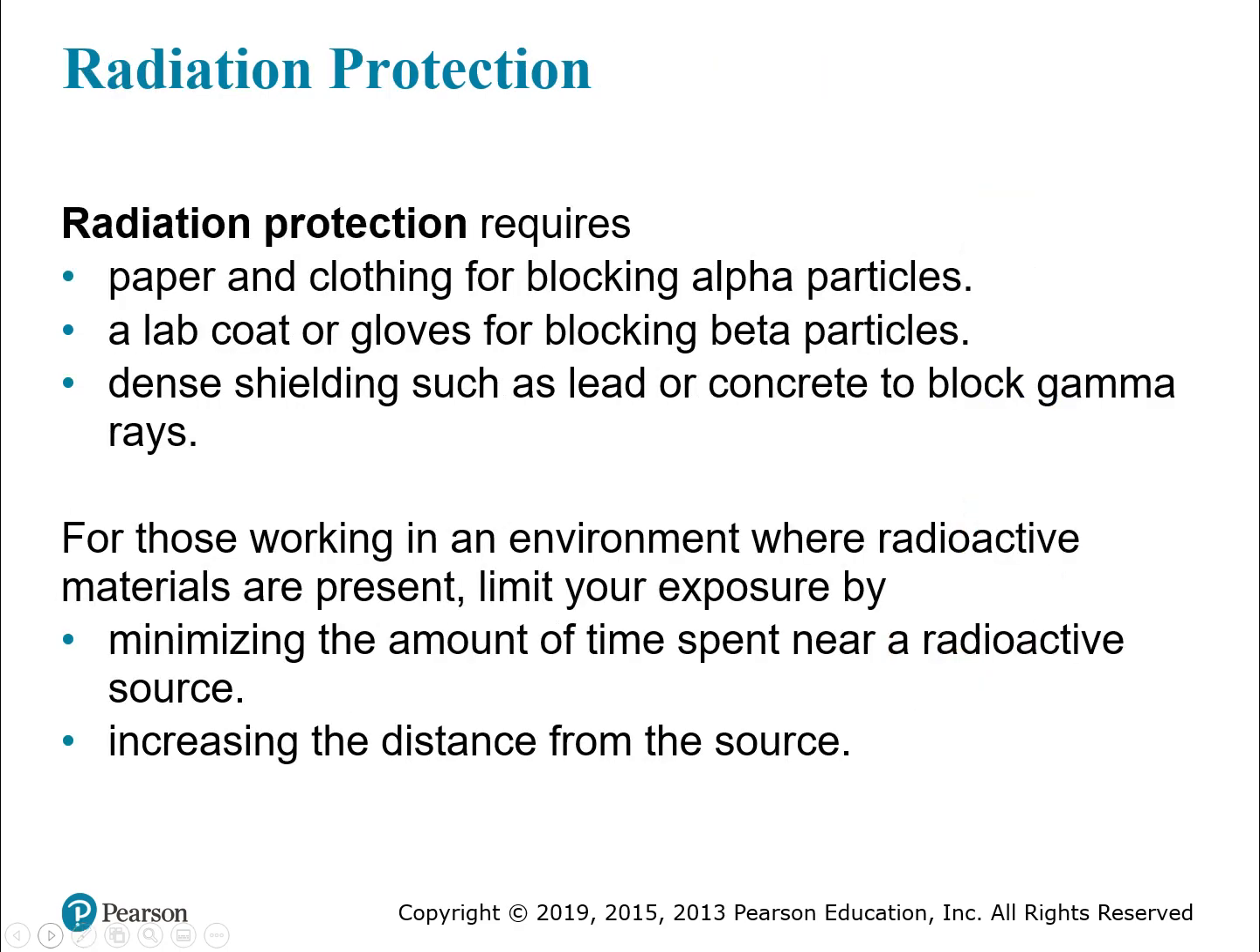Because of this, you have to wear protection. Okay, radiation protection means that you have the proper equipment and protection when you're working with specific types of radiation. So for alpha particles, you just need paper, clothing, okay? Beta particles, a good lab coat and some gloves is enough to block those beta particles. But when you're dealing with gamma rays, you need something very dense like lead or concrete because those gamma rays will go straight through human flesh.